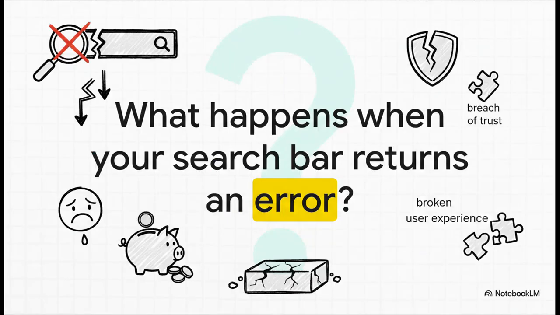I mean, let's just put ourselves in the user's shoes for a second. They type something in, hit enter, and boom, an error. It feels awful, right? And it's so much more than just a little glitch. It's a breach of trust. For a business, it could mean lost sales. And for any app, it just completely undermines confidence in your entire platform. That's exactly why we're digging into this today.